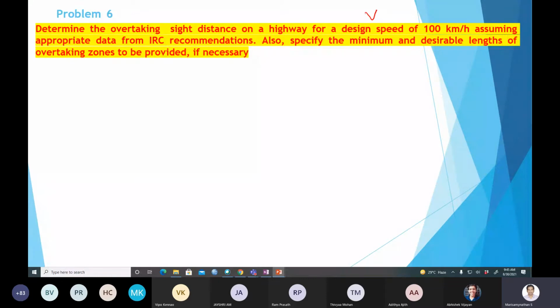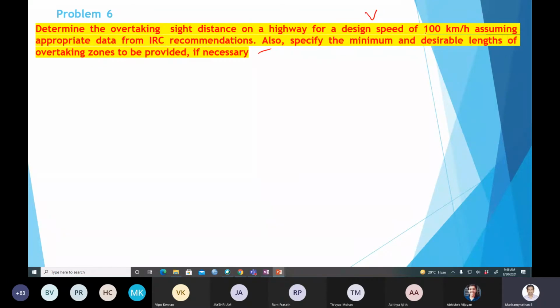is given, the design speed of 100 km per hour. Assume appropriate data from IRC recommendation. Also specify minimum and desirable length of overtaking zones to be provided if necessary. Okay, so this is the problem.